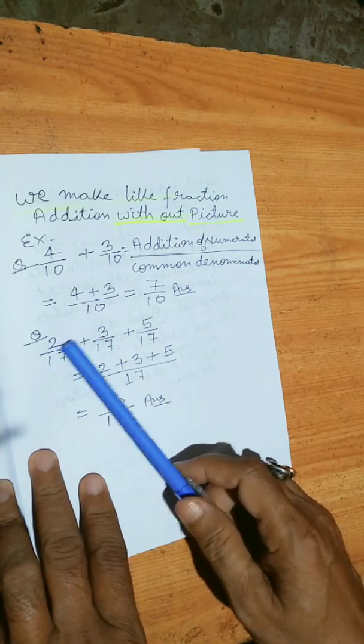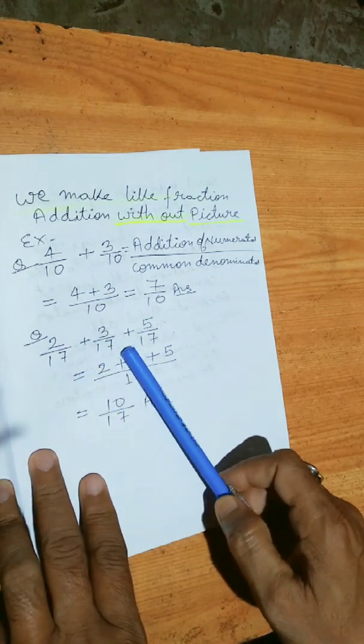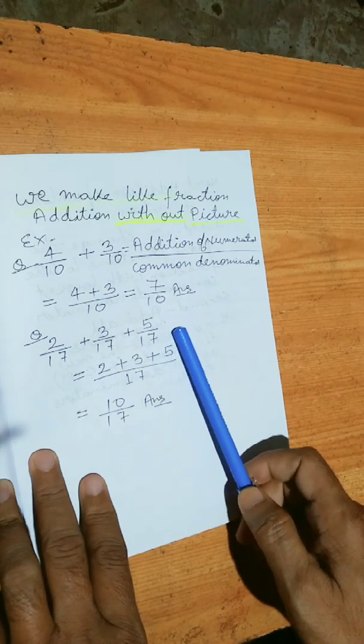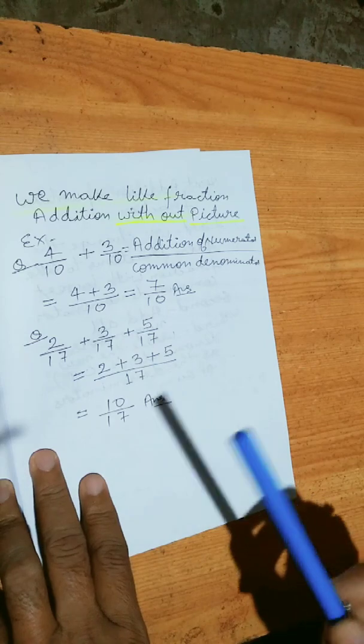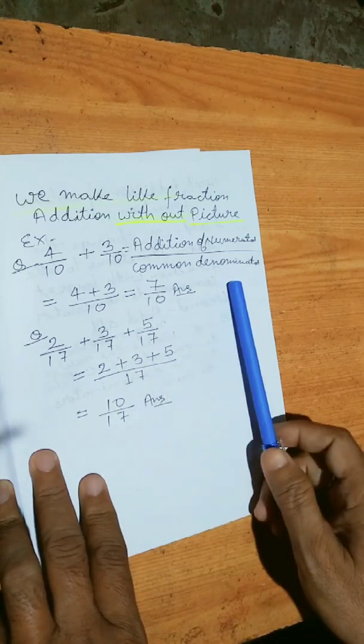Next example, 2 by 70 plus 3 by 70 plus 5 by 70. Addition of numerators 2, 3, 5 is equal to 10, and the common denominator is 70.